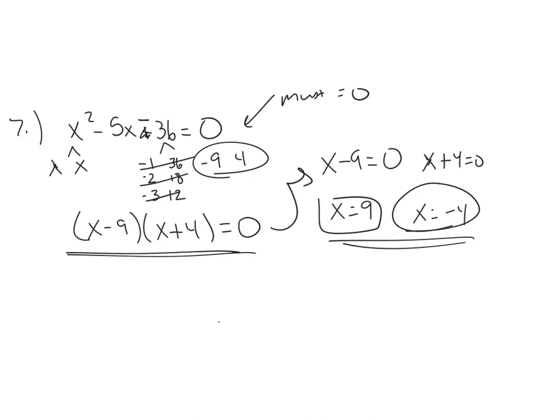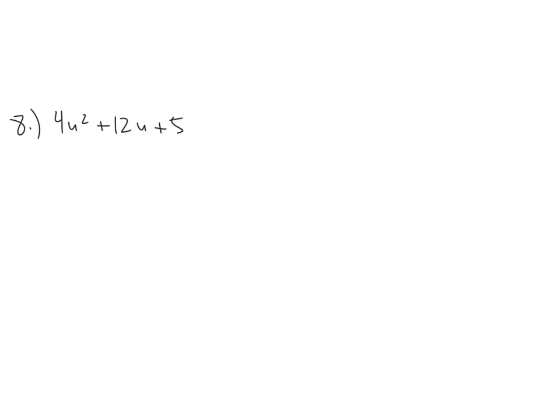That's it for 7. Alright, so number 8, you have 4u squared plus 12u plus 5. So remember, the first thing you do in 3 terms is you look for something in common. There is nothing in common, so then I just do the factors of the first term. I could have 1u and 4u. I could have 2u and 2u. Now I check 5. 1 and 5 is my only choice.